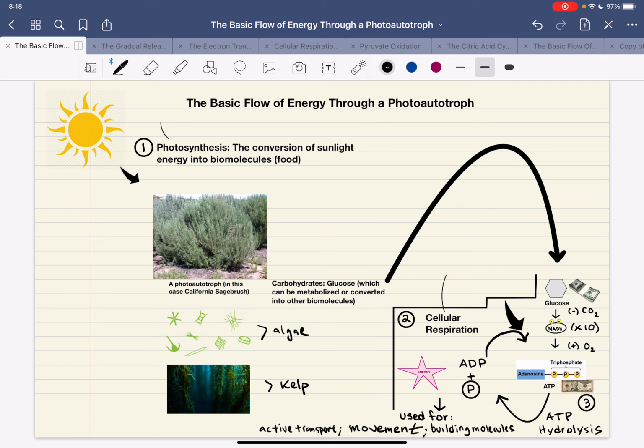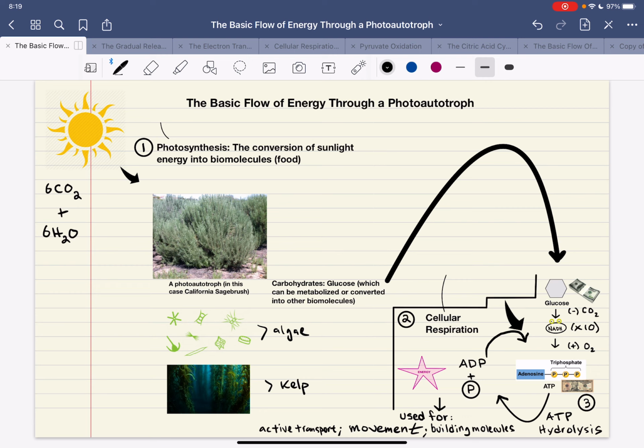So the first thing we're going to do is practice writing out the summary equation of photosynthesis. Remember, there's two reactants, so we're going to write those out on the left side here. One of the reactants is carbon dioxide, which a plant acquires from the atmosphere. The other is water, which most plants acquire from the soil via their roots.